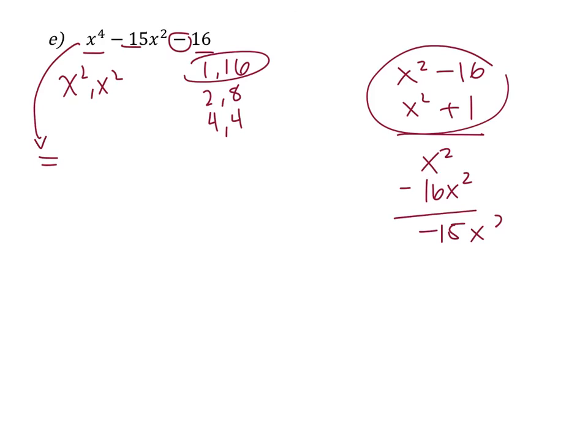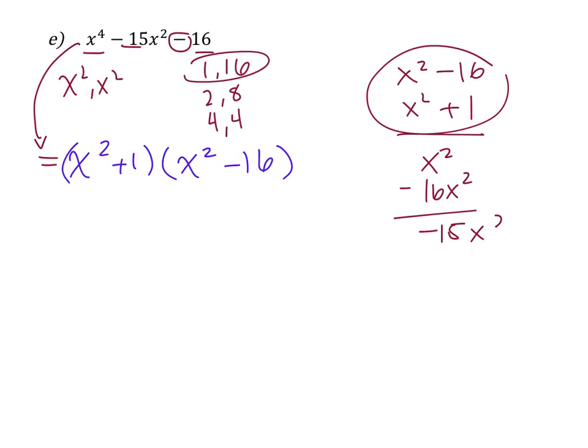I'll use a different color so I have a different work. X squared plus 1 times x squared minus 16. I have to look at this again. Can I factor anything else out? This x squared plus 1 is done. Cannot do anything for addition.